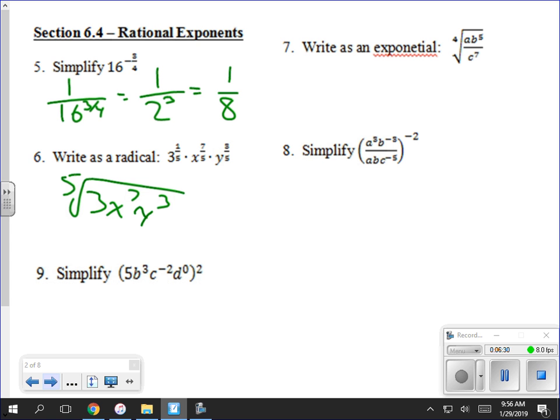Number 7 is the exact opposite. Yes? Couldn't you take out the x? Nope, don't want to do that. It's strictly write it as a radical. It does not say simplify. It says write as a radical. This would be your final answer because it's what I'm asking you.